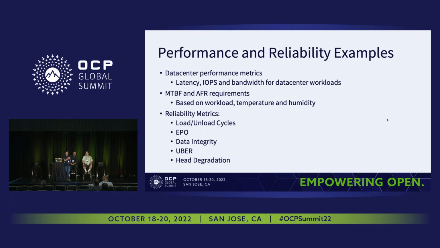UBER, the uncorrected bit error rate, is another reliability metric we need to define to make sure our AFR can meet our spec. And head degradation is one of the common failure modes in our data center environment. So we also want to make sure that even if a head degrades, there are certain requirements so that it is not so bad as to become a bottleneck of the drive performance or to cause the whole drive to fail. So those are examples of the performance and reliability metrics or requirements defined in our spec.